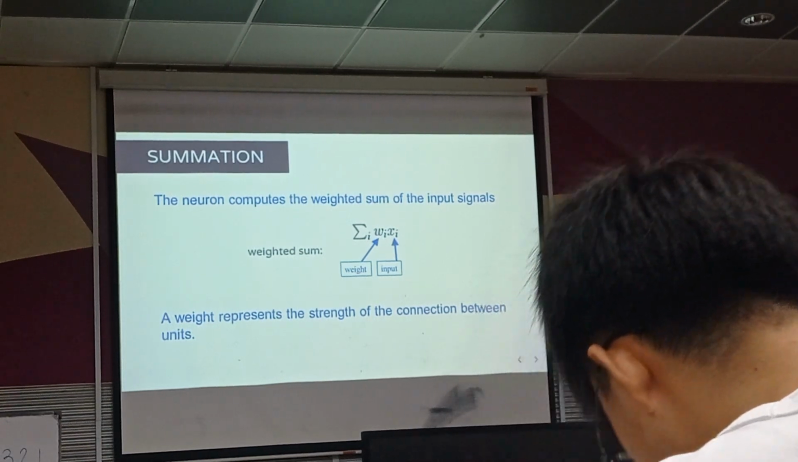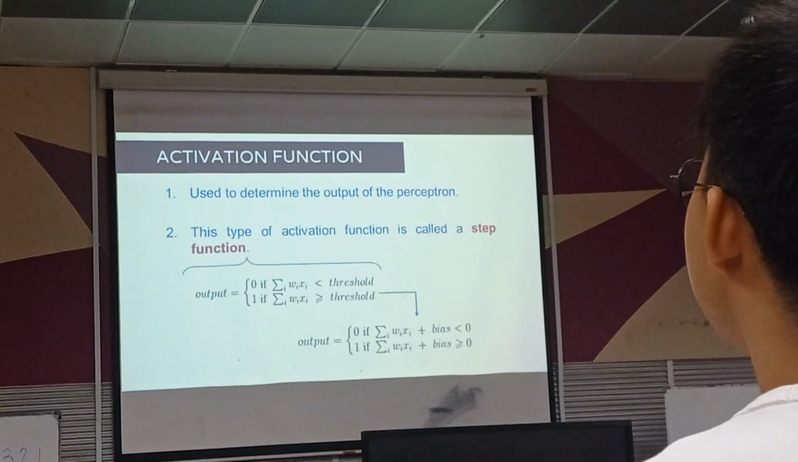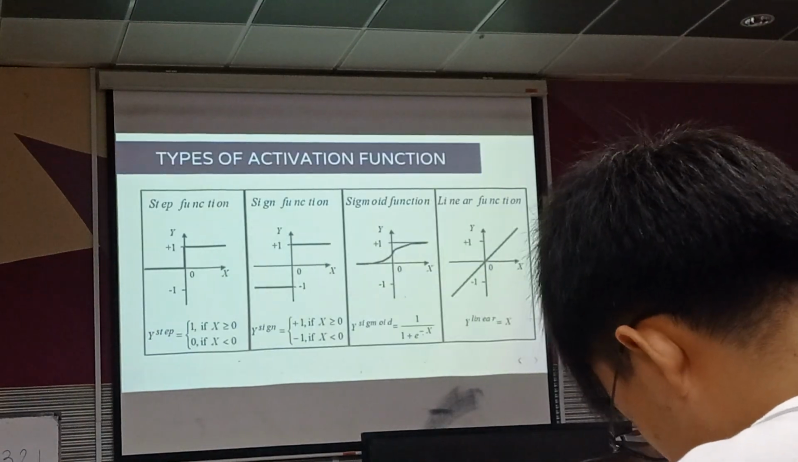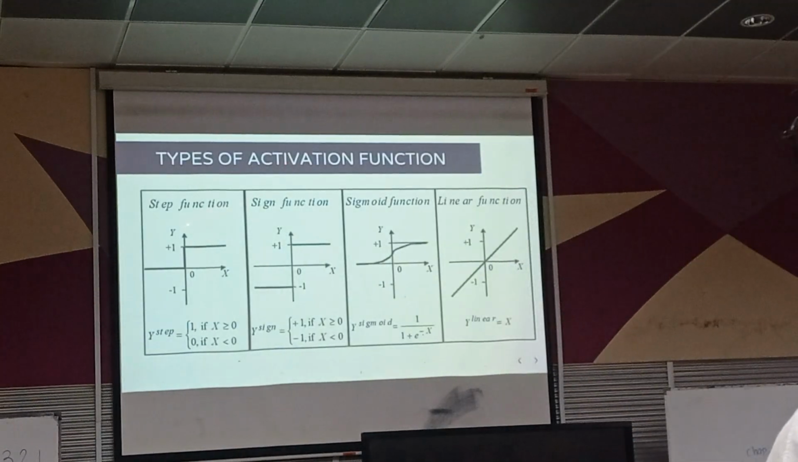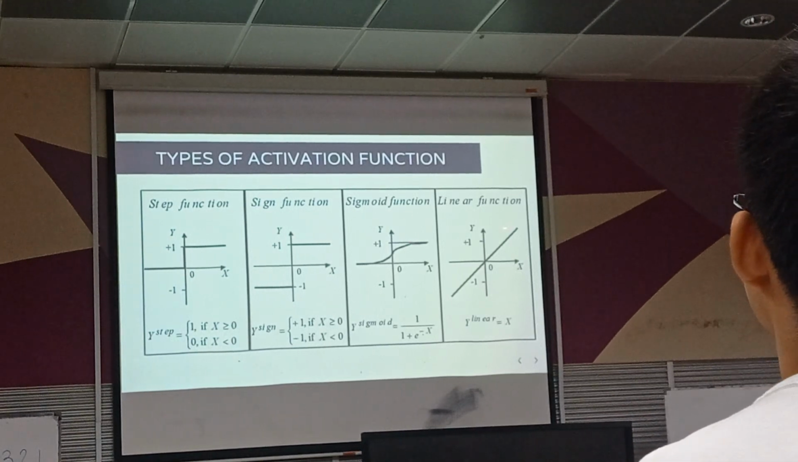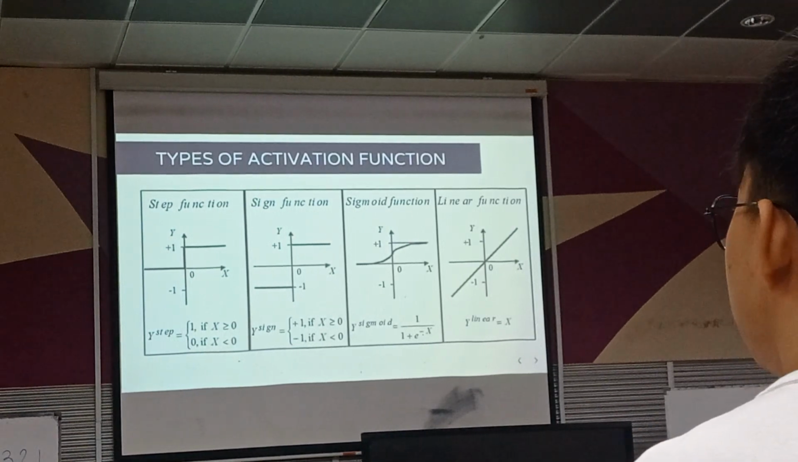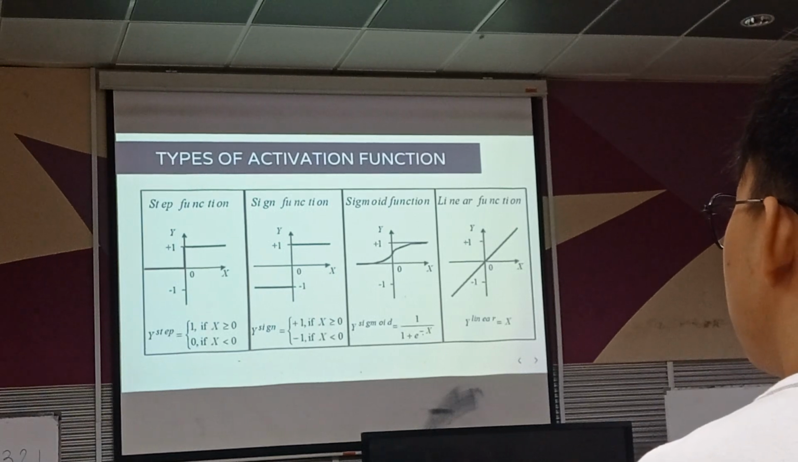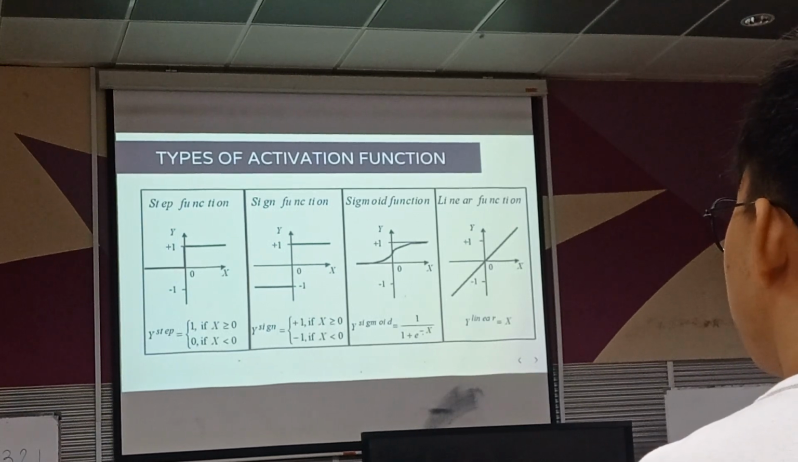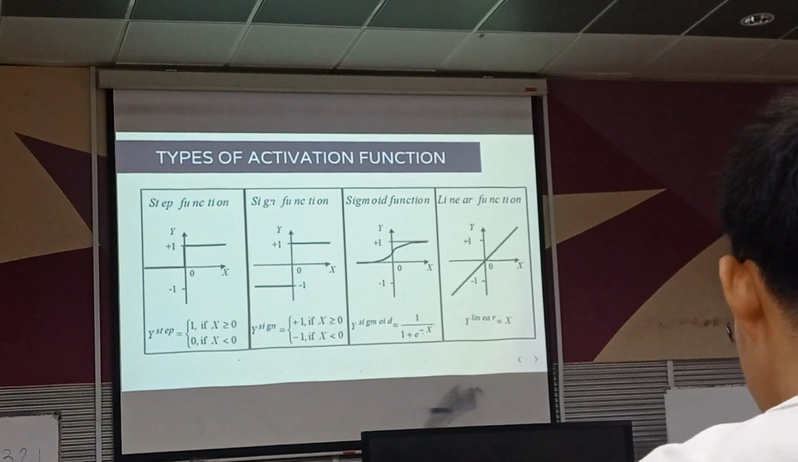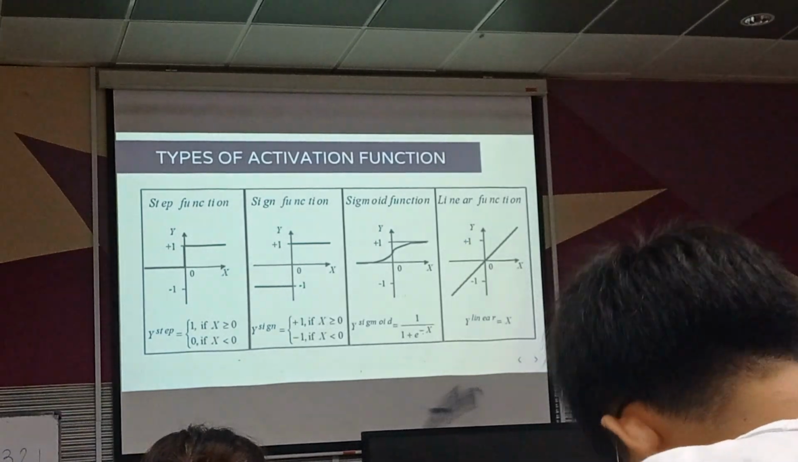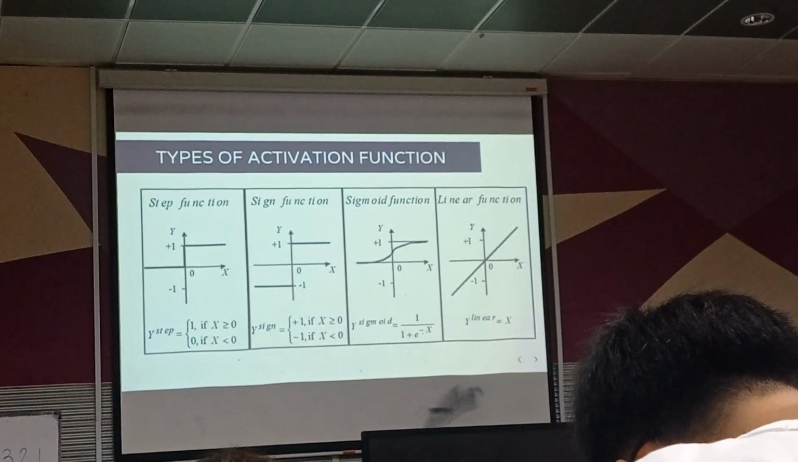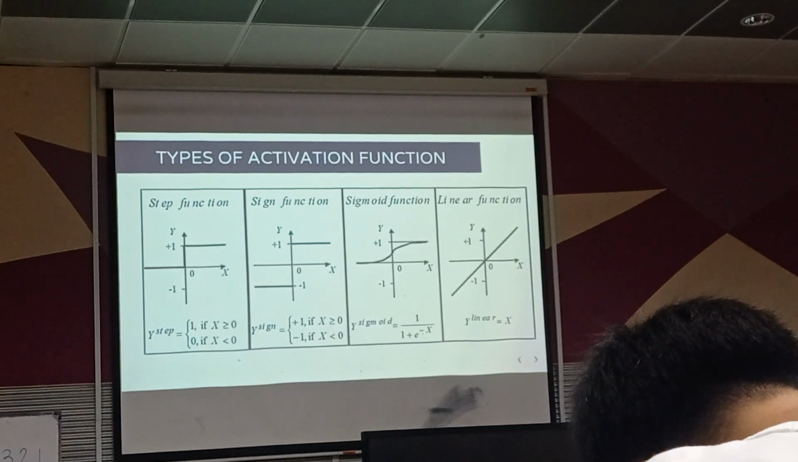Okay, so a little bit on the activation function. There are several types of activation functions here. For example, step functions, sigmoid functions, and linear functions. Every single function serves a different purpose. If you want to perform binary classification, you can use step functions or sigmoid functions. If you want to predict some continuous value, you have to use linear functions.